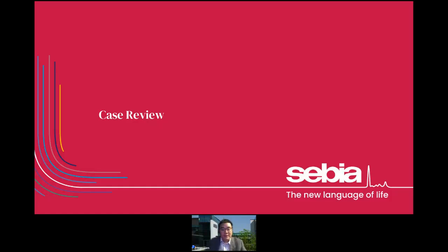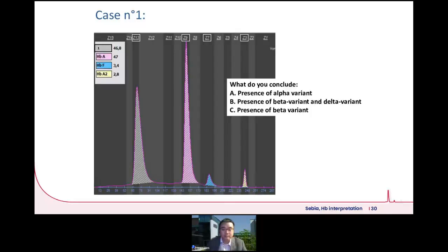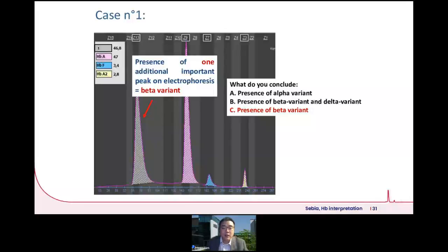So now let us look at some case reviews to reinforce our understanding of the principles of interpretation. In this situation, you see apart from your hemoglobin A, which is the main peak in the middle, you see a very large peak on the left. Right, what would this very likely be? Okay, so of course, knowing that there's also a bit of increased hemoglobin F, most likely the patient has a variant condition that's affecting him significantly. Okay, so this is actually a condition of the presence of beta variant.